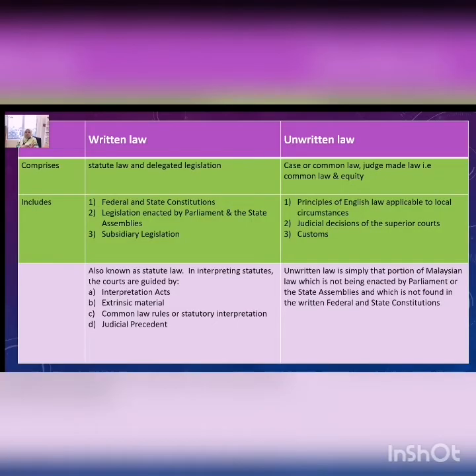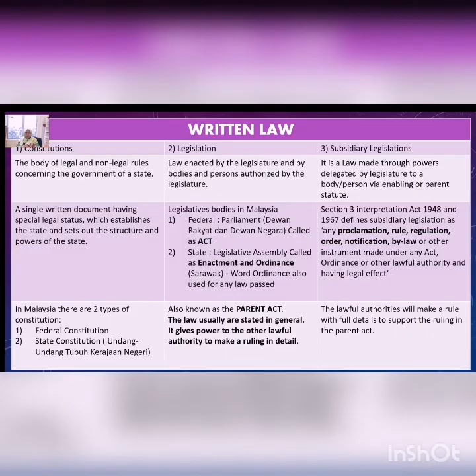Okay. Written law comprises state law and the delegated legislation, and it includes the federal and state constitution. So, setiap negeri dia ada perlembagaan sendiri. So, that is also a written law. Legislation enacted by the parliament and the state assemblies, and also subsidiary legislation is also a written law, as I said earlier. Okay.